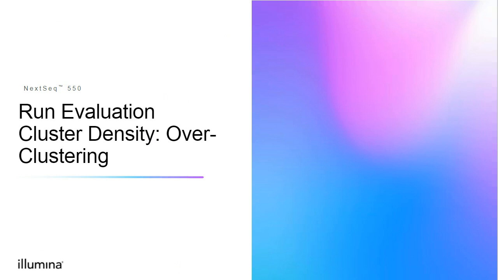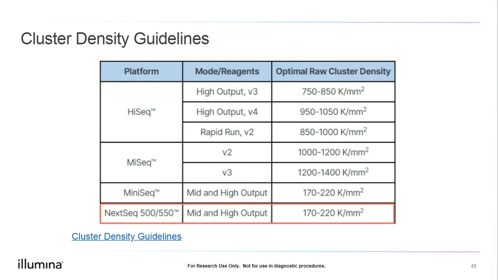Now let's evaluate an overclustered run, since overclustered runs may have high registration failure, high error rates, possible run loss, and no reads passing filter. Let's first go over the optimal cluster density for a NextSeq run, and the ideal cluster density is the same for both the mid-output and high-output kits.